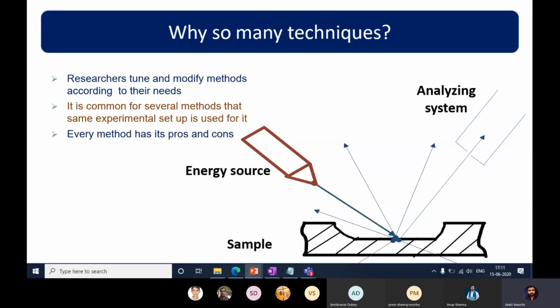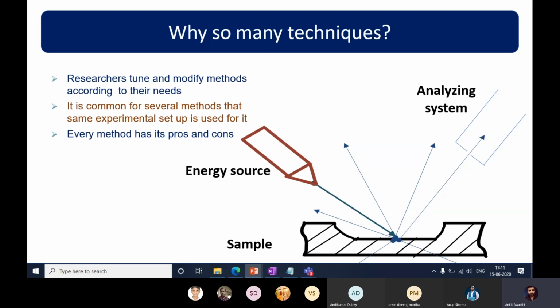So when I started performing this post processing, I was confused about why there are so many techniques. We get the composition from EDS also. We get the composition from XPS analysis also. We can also get the composition from Raman spectroscopy. So why do we need so many techniques to get the same thing?